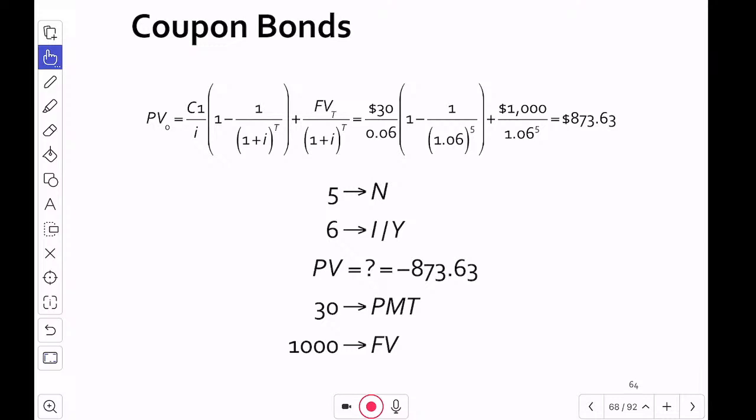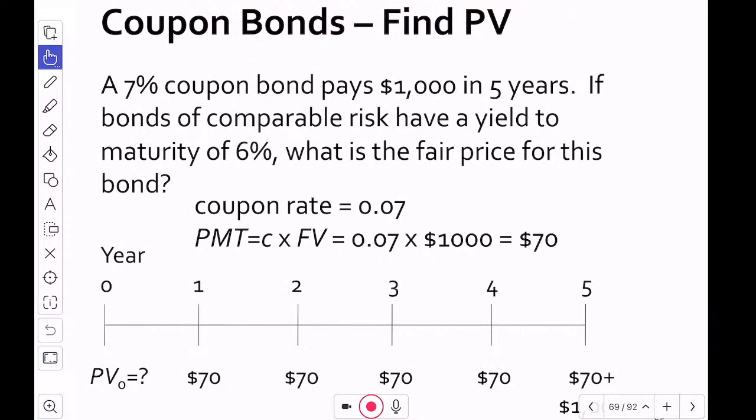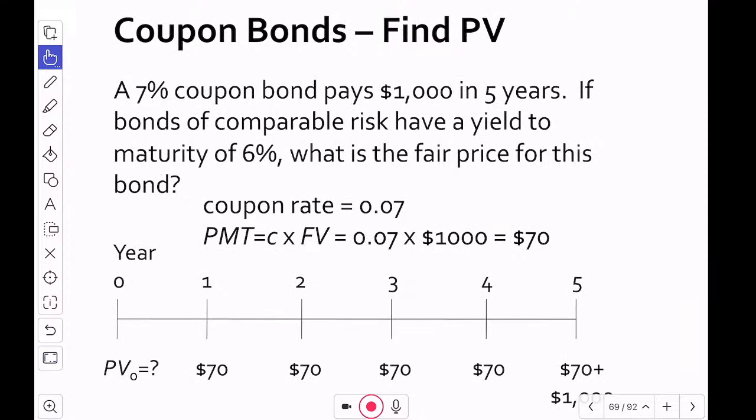Okay, good. Any other comments? Ready for the next one? So what we've done here is seen the impact of the coupon rate being smaller than the interest rate. Our payments are not enough to pay our interest, so we get a discount in this case. What if the coupon rate is greater?